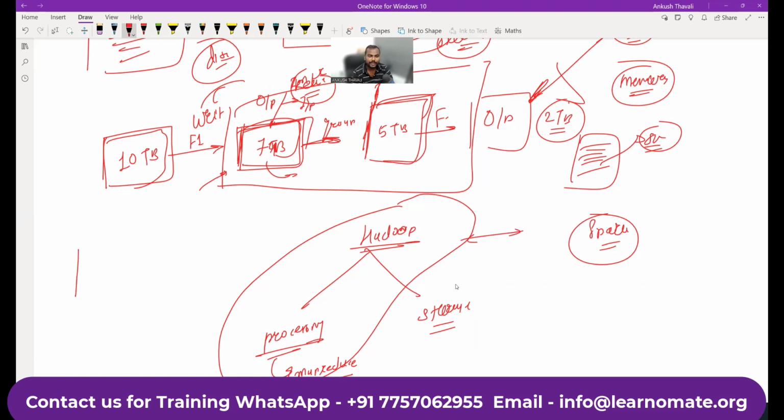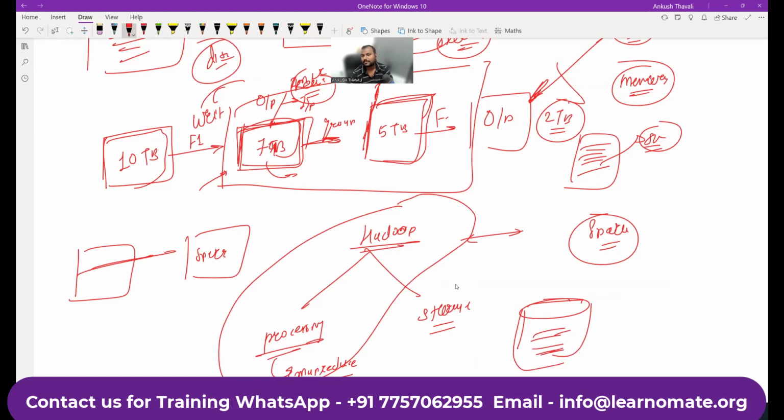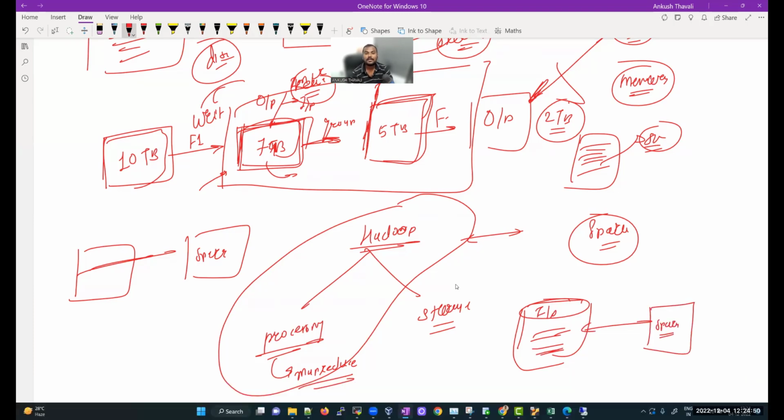So basically, when you get an input, that will be processed by Spark. Now if I draw the diagram, let's say this is my huge amount of data, this is my input. Now it will be processed by Spark, because Spark is doing all the intermediate operations in memory only. It is not writing.